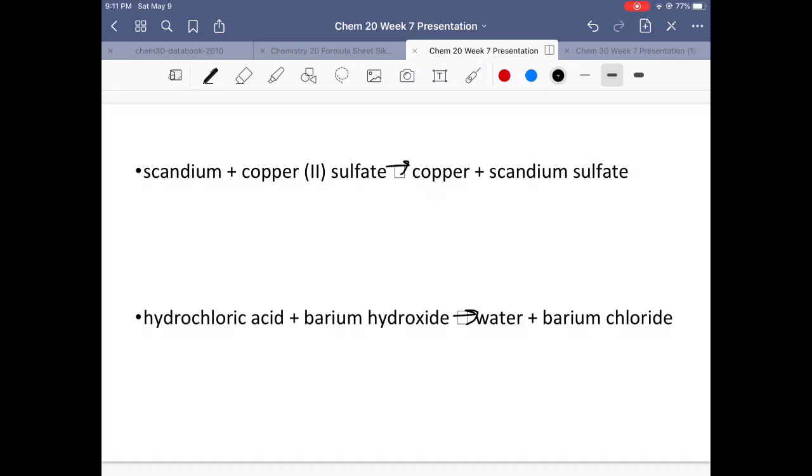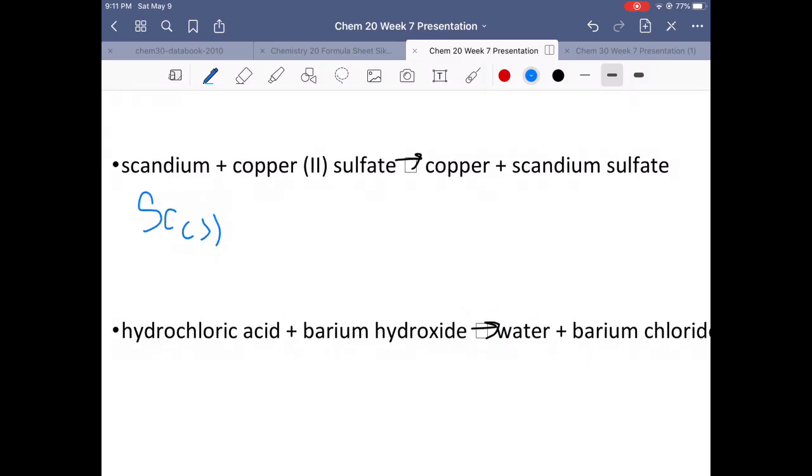Okay, so we're moving on into D as the example, guys. So scandium is a metal on the periodic table, so we have scandium solid. Now when you're predicting the formula for copper 2 sulfate, you'll be taking this as copper 2 plus and sulfate SO4 2 negative. The positive 2 and the negative 2 are going to balance, which means we have copper 2 sulfate, just like so.